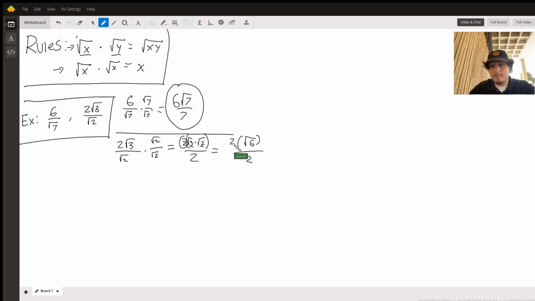And you can simplify this even more, because notice we have a 2 in both the numerator and the denominator. And since this is not being added or anything, it's just being multiplied, we can actually just cancel these out. So your final answer for this will just be the square root of 6. So 2 times the square root of 3 over the square root of 2 is equivalent to the square root of 6.